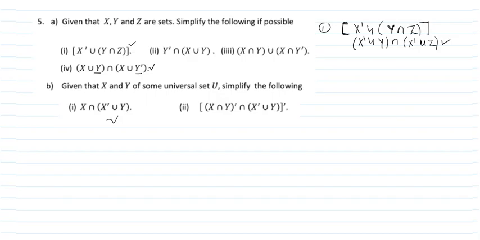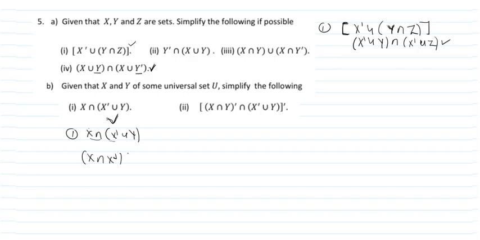X, and that will give you something like x for this one. Okay, then let me try for this one. So here, let me say 1, we have x intersection open bracket x complement union y. So we distribute: x intersection x complement.